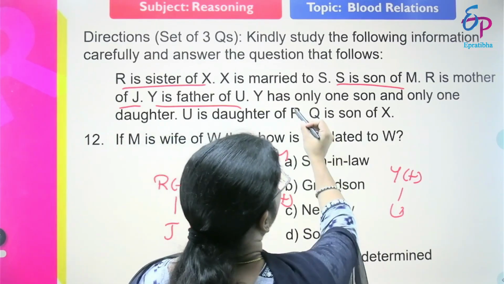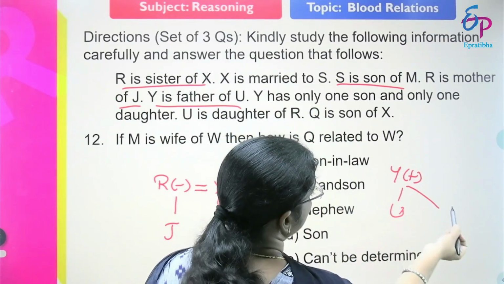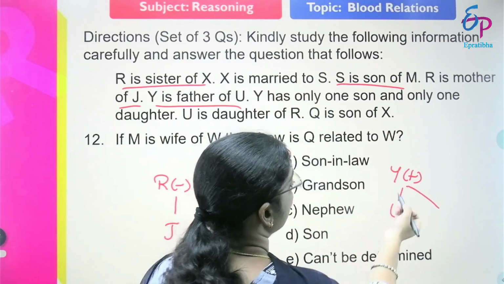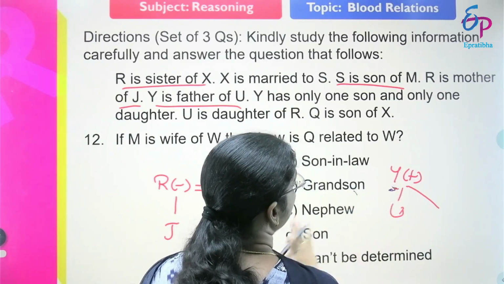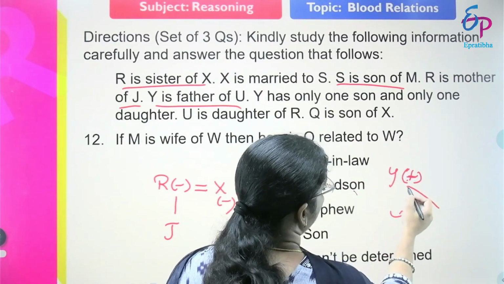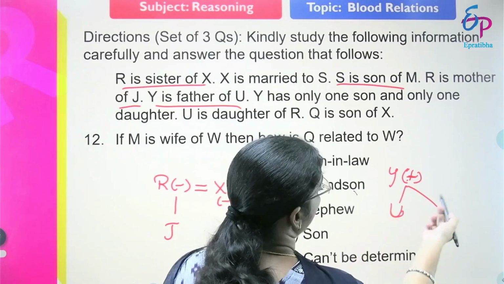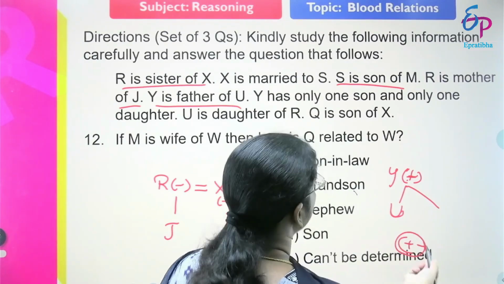The next one: Y has only one son and only one daughter. But we don't know exactly which person is male and which is female. Y's child is U, but out of the 2 members one is male and one is female, and we don't know whether U is male or female.